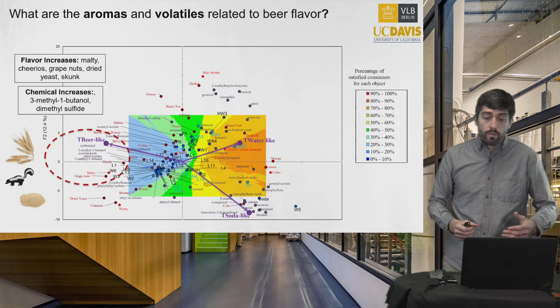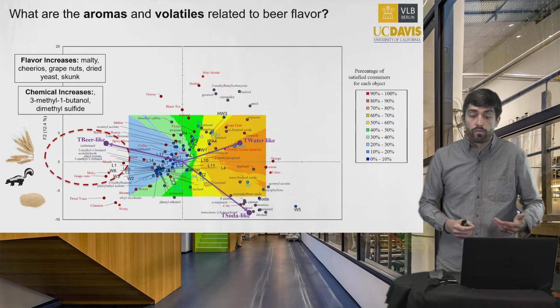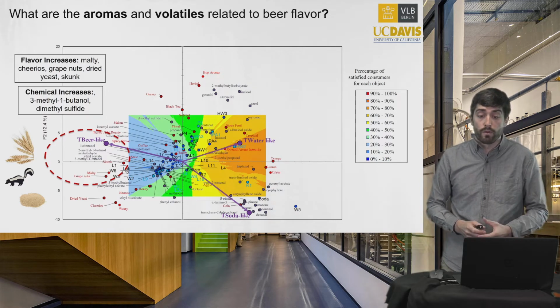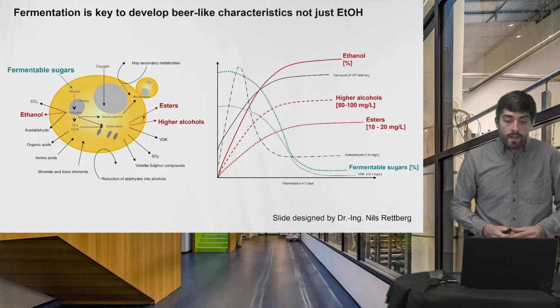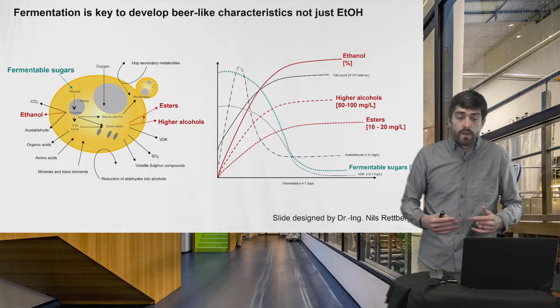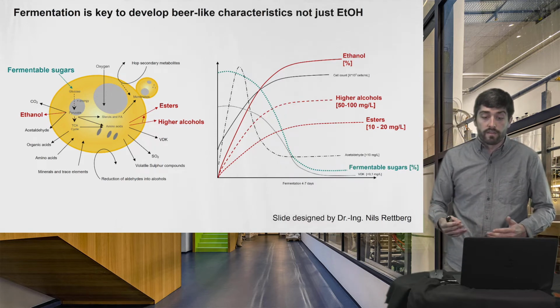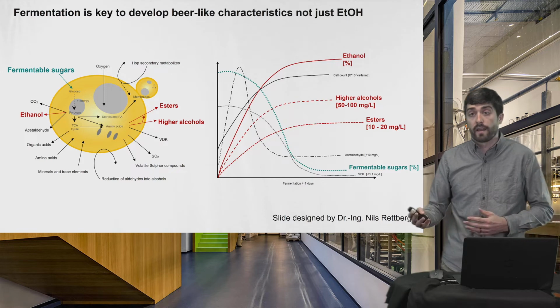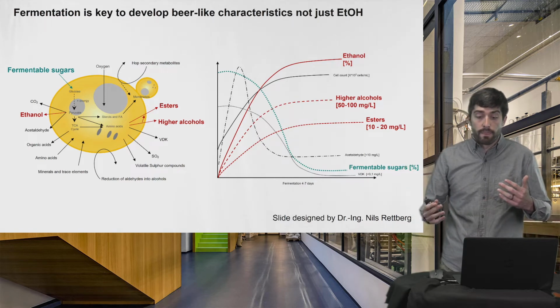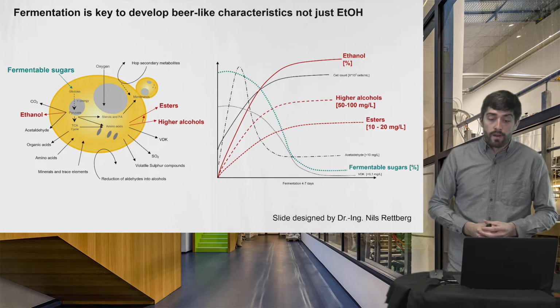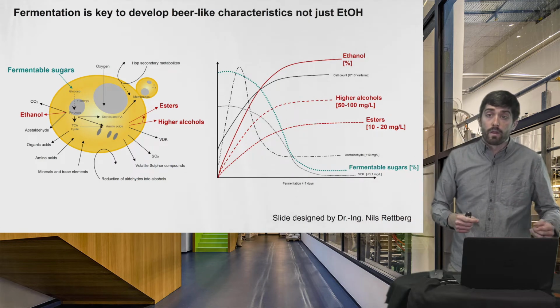The aromas related to beer likeness were malty, dried yeast, and skunk, and the volatiles related to beer flavor were 3-methyl-1-butanol and dimethyl sulfide. These results are not that surprising because we all know fermentation is not just important for developing alcohol. A significant amount of the flavor of beer results from the secondary products that are also produced during fermentation, such as higher alcohols or esters. But it does highlight the importance of utilizing fermentation to produce beer-like NABs.